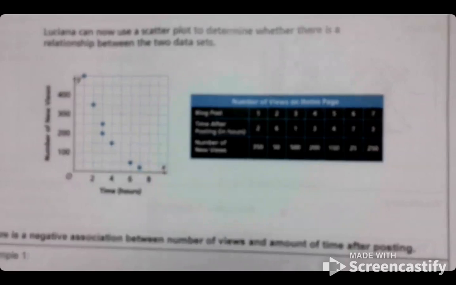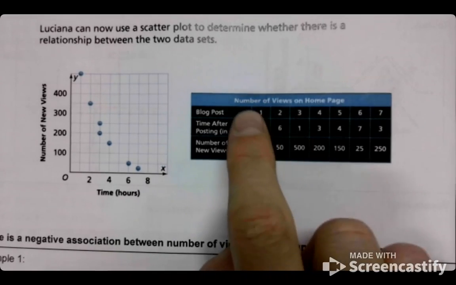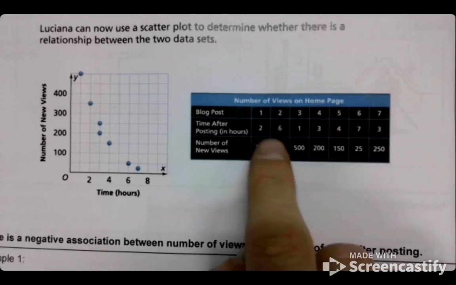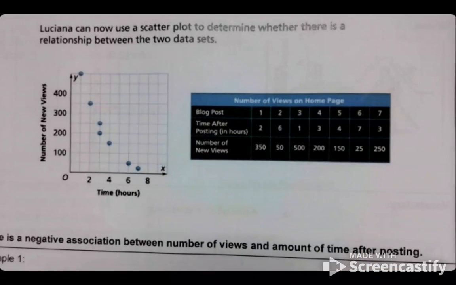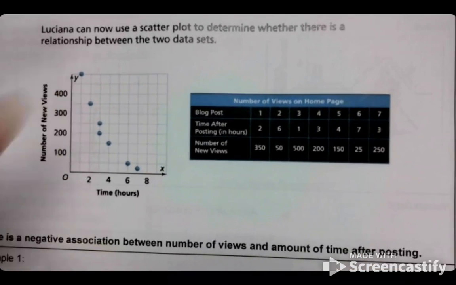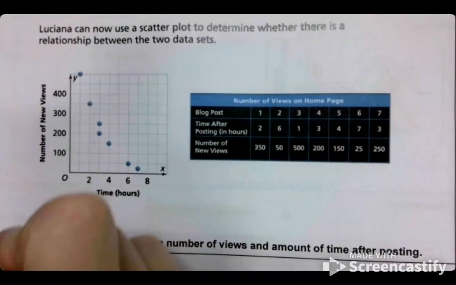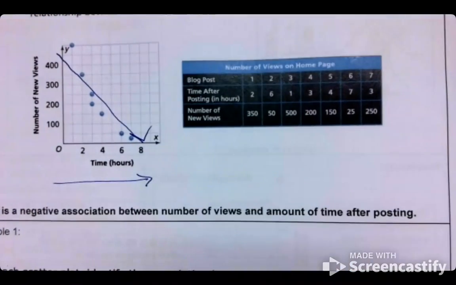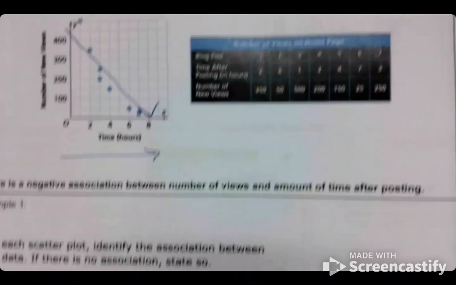So we have Luciana can now use the scatter plot to determine whether there's a relationship between these two data sets. So we have number of views on a homepage. This is just the blog post. These numbers are important. They plotted the 2 and the 350. And remember how I said we're going to relate it to slope? Notice how as I go left to right, like I read it in English, this goes down. So it's a negative correlation or a negative association. That's all it is.